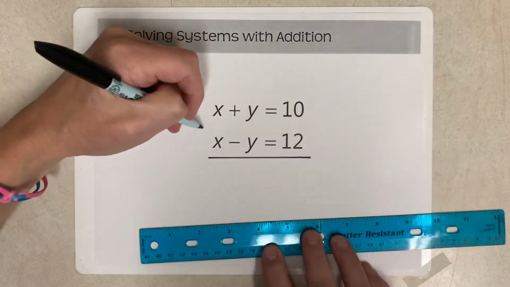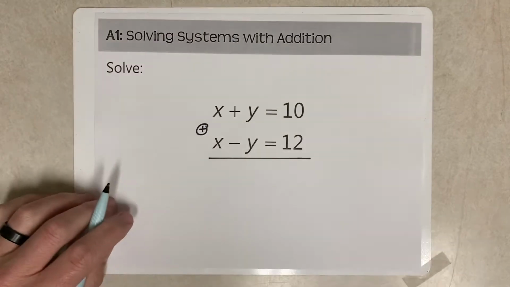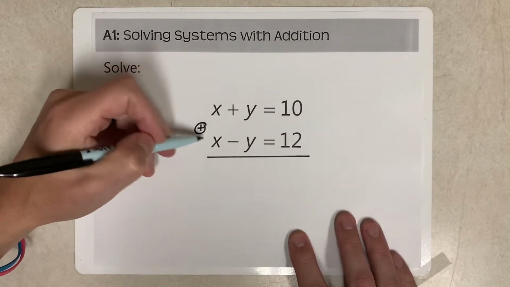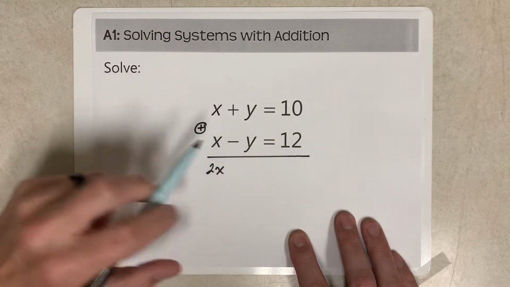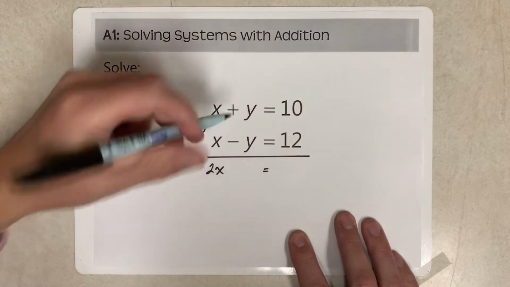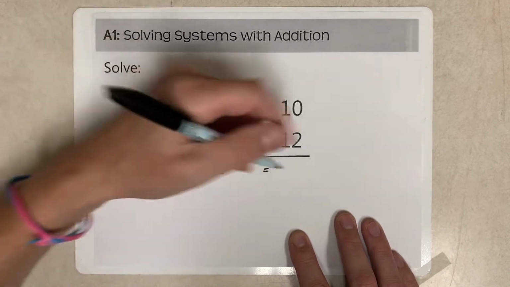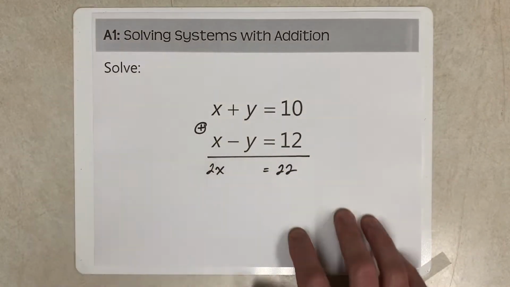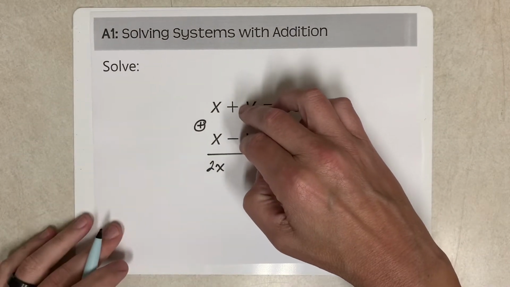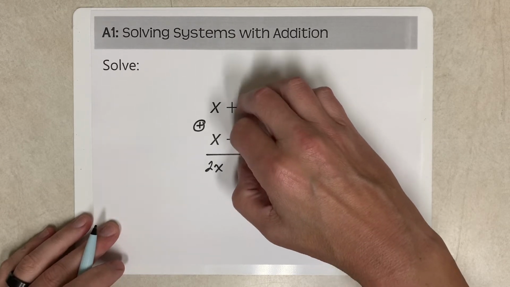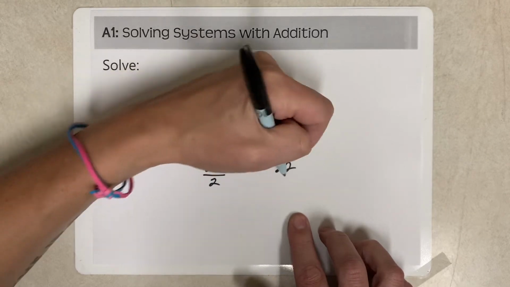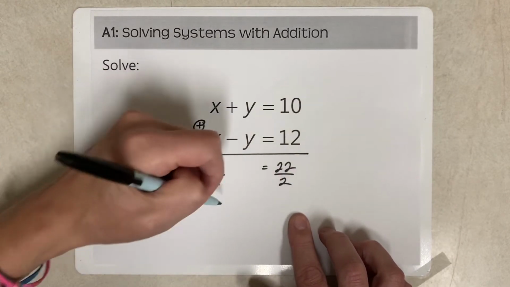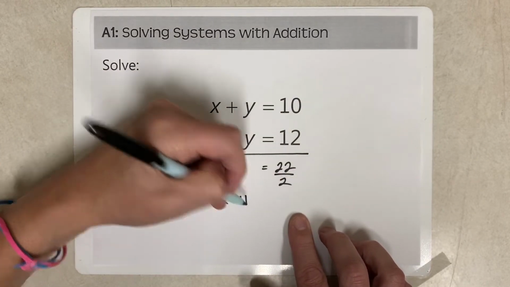So if we add these together, we get x plus x, which is 2x. The positive y and negative y cancel, equals 10 plus 12 is 22. Now what happens is the y's are gone. They're in essence eliminated. So 2x is equal to 22. Divide by 2, divide by 2, and now x is going to be equal to 11.